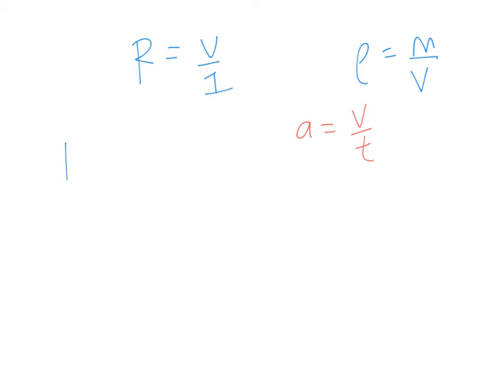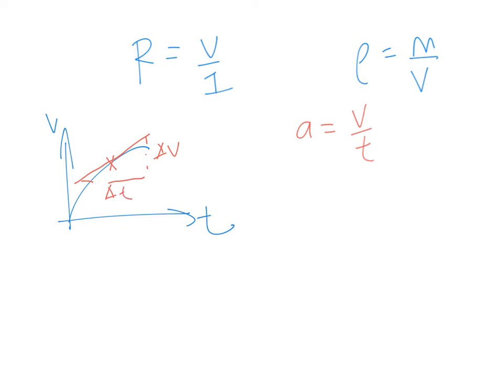Now, let's say I have a graph of velocity versus time, which is a curve, and I want to find the acceleration at this point. To find acceleration, because the definition is rate of change of velocity, you have to take the change in velocity over time taken. So what do we do? We draw a tangent to the graph at that point, and then we find the gradient. So we take delta V over delta T. That's how you find acceleration at the point.